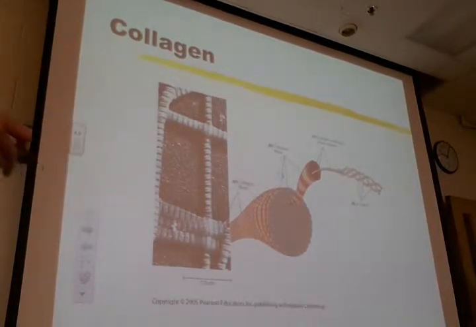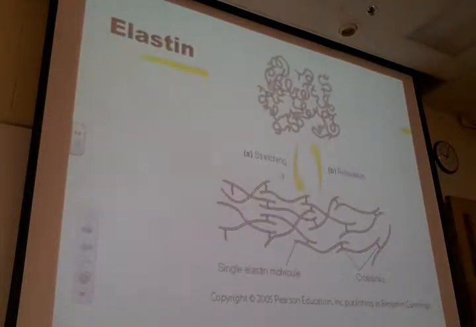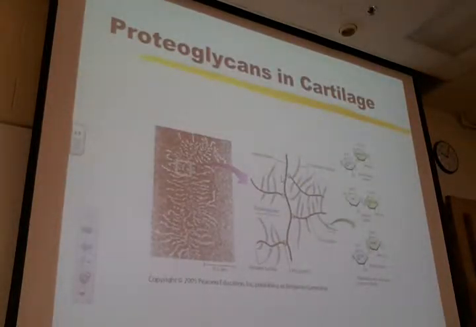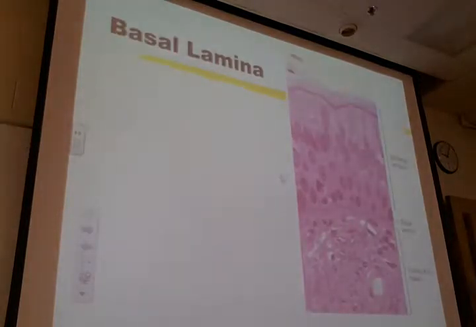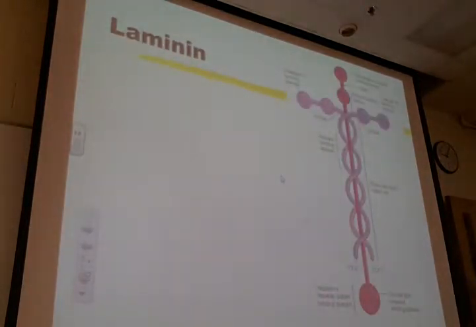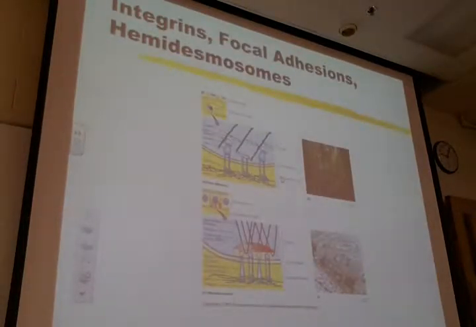So we saw collagen as a major component. We saw elastin, proteoglycans, which we had studied back in probably September, fibronectin, the basal lamina made up in large part of laminins. Again, be careful with that name. And integrins, we'll take a closer look at these proteins today, in these hemidesmosomes and focal adhesions.